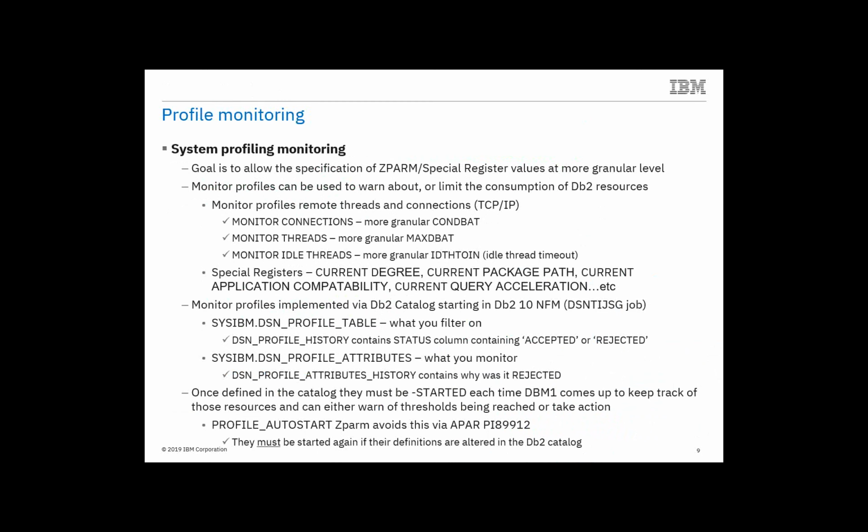So once you've got these things set up, and I'll show you some examples in just a second, once they're defined in there, you just do a start for the profile, and it starts all the profiles that are enabled to come up. The DBM1 address space keeps track of these, and we started it in version 12, retroed it back to 11. There's this ZPARM that allows these profiles to auto start, meaning you don't have to go in and do it after Db2 comes up each time or have automation. We'll start it on our own.